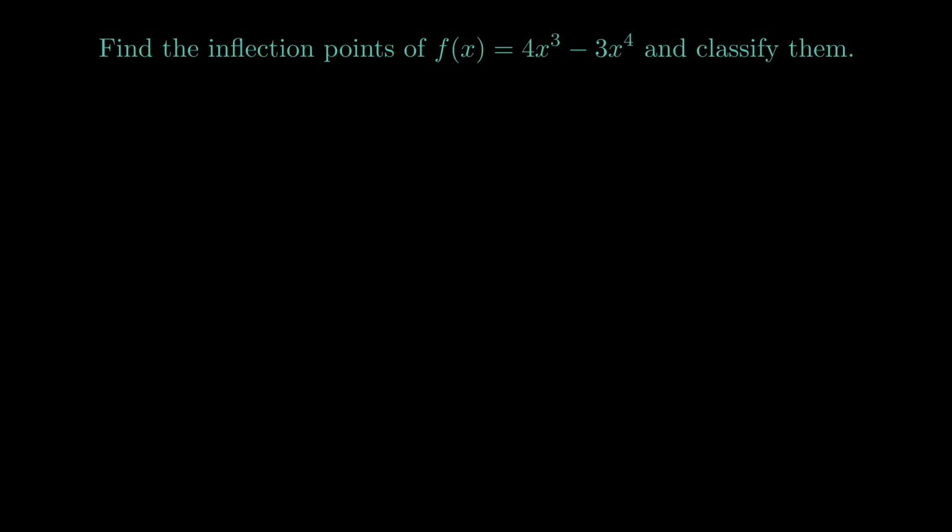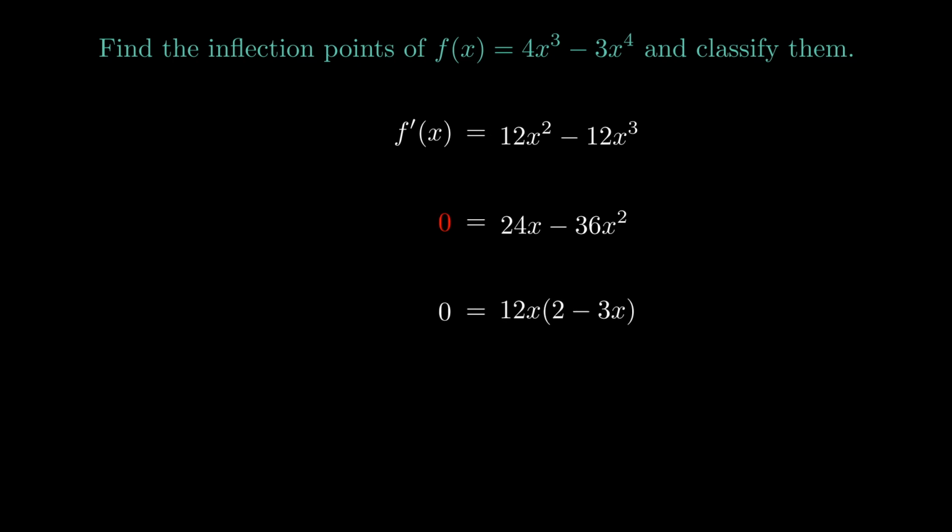To find the inflection points, we examine the second derivative. We have that f double prime of x may be factored into 12x times 2 minus 3x, which is 0 when x is 0 or 2/3.